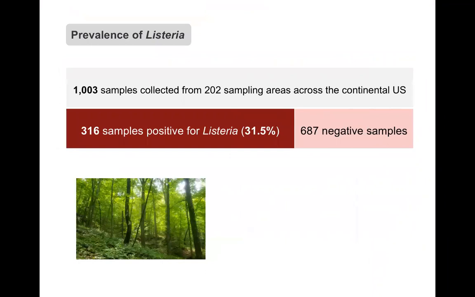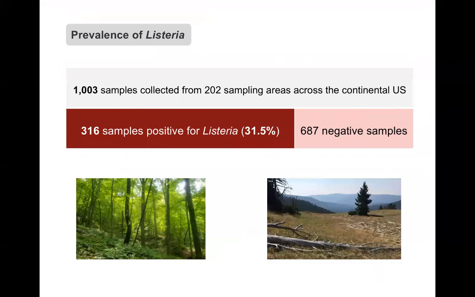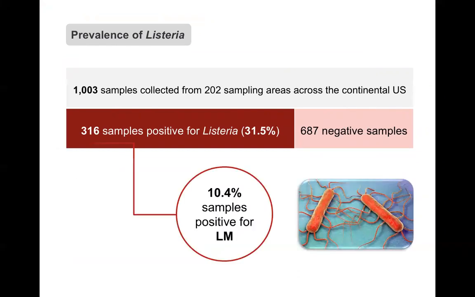So when we're talking about where Listeria is, I want to zoom out for a second. These are results from a sampling project that our lab did pretty recently, where we collected soil samples across the United States from state and national parks to try to figure out where Listeria might be in the United States. Out of 1,000 soil samples collected across the continental US, about 300 of them were positive for Listeria. I talked earlier about Listeria species versus monocytogenes. About 10% were positive for pathogenic Listeria monocytogenes.